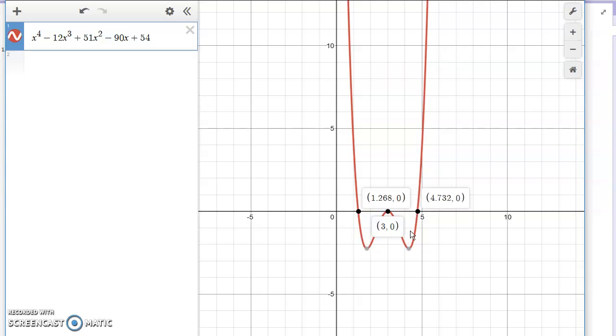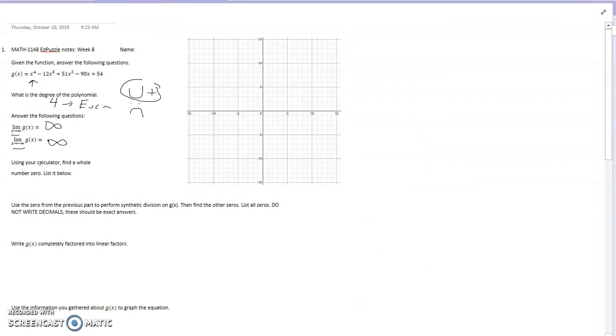So we're looking for a whole number 0 to use for synthetic division. So we found one, it was 3. So the whole number 0 was 3. And that is a 0. So we're going to use the 0 from the previous part to perform synthetic division on g of x. Then we're going to find all of the other zeros.